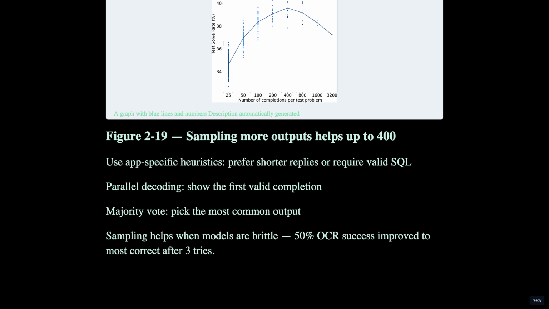When a model is brittle, taking multiple independent samples raises the chance of a correct result. For example, an image extraction model only read the needed text about half the time on a single pass, but running 3 attempts per image recovered the correct information for most images.